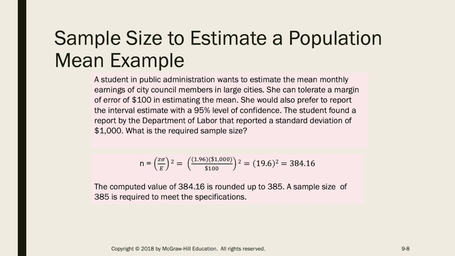Here's the formula that we're using. We take the Z value that corresponds to a 95% confidence level, so 1.96. We multiply that times the population standard deviation of 1,000. We divide by the margin of error that she's okay with, the 100, and then we square our results. We would get an answer of 384.16. We round up, and we would say that a sample size of 385 individuals is required to meet the specifications of the research that she's doing.